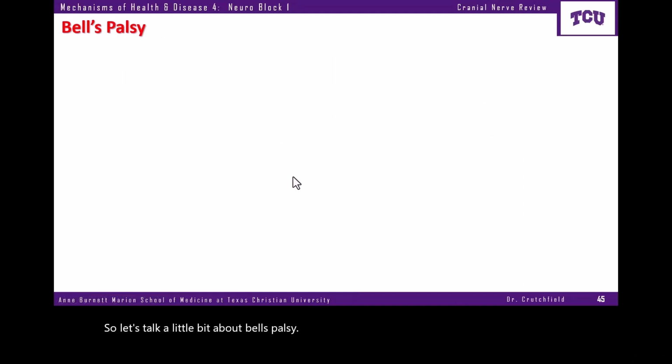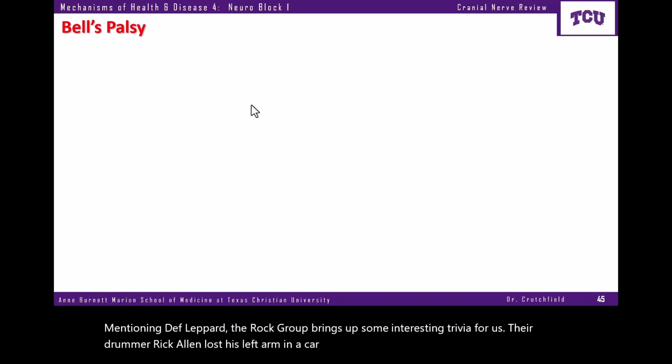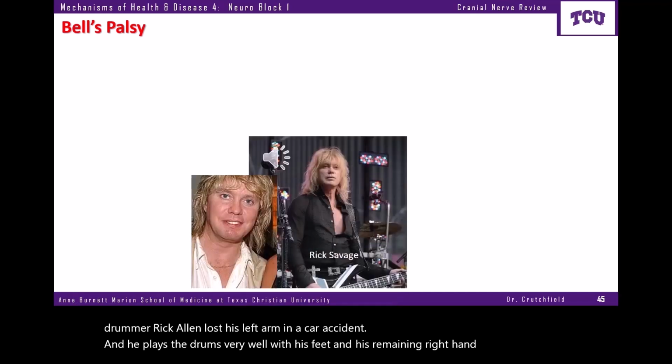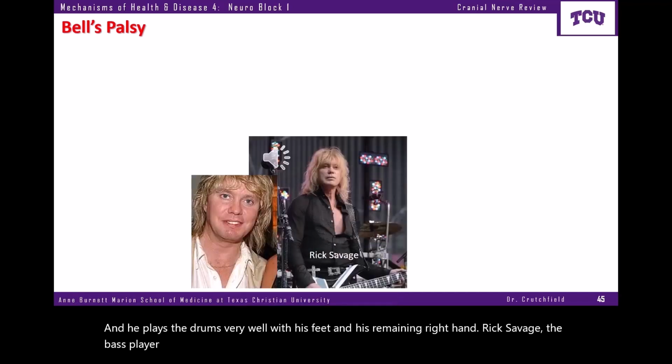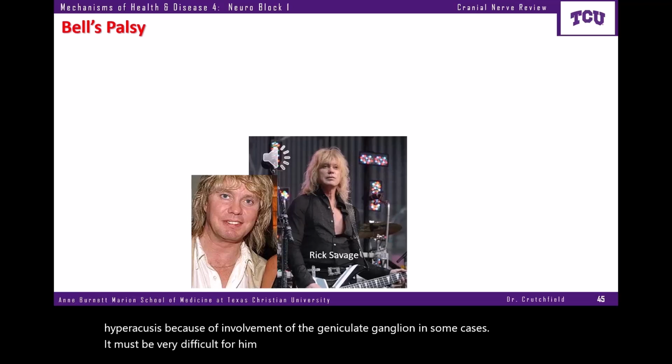Mentioning Def Leppard, the rock group, brings up some interesting trivia for us. Their drummer, Rick Allen, lost his left arm in a car accident, and he plays the drums very well with his feet and his remaining right hand. Rick Savage, the bass player, suffers from a Bell's palsy. And as we've just learned, he might suffer from hyperacusis because of involvement of the geniculate ganglion in some cases.